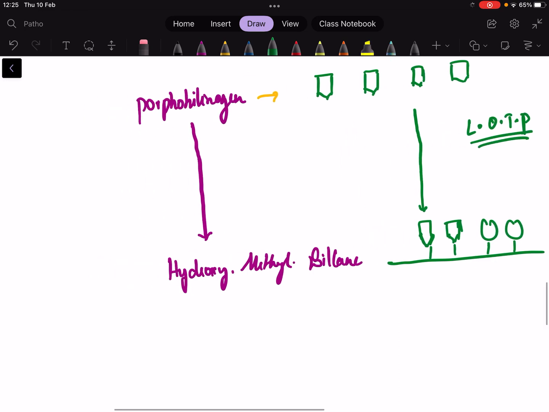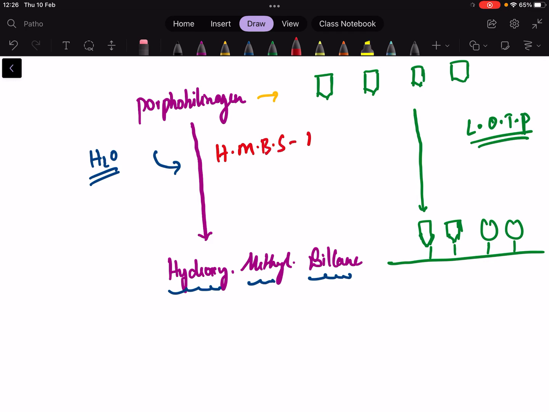Now what is the enzyme responsible for this conversion of porphobilinogen into hydroxymethylbilane? Not only that, here water is going to get added, hence the name hydroxymethylbilane. The answer is very simple. It is hydroxymethylbilane synthase 1, or simply we will call this enzyme uroporphyrinogen synthase 1.